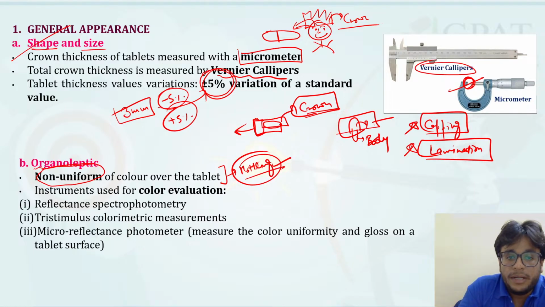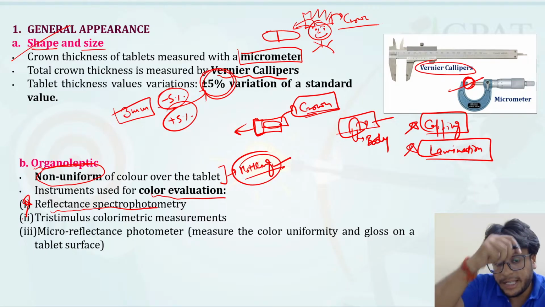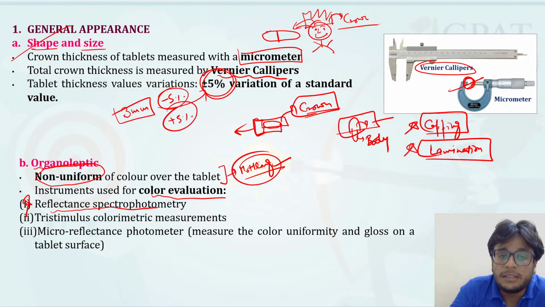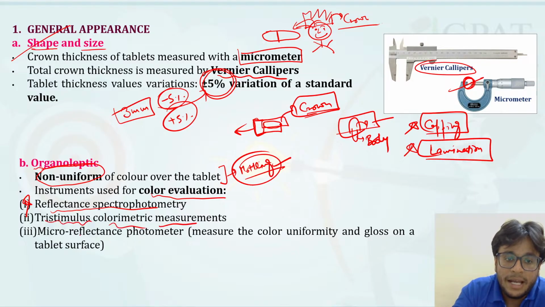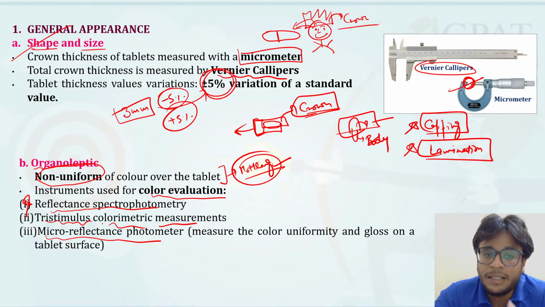Okay, the instrument that is used for the color evaluation, the first one is going to be the reflectance spectrophotometer. Yes, this is going to be very important. The second one, in order to check the non-uniformity of the color, if present in the case of color coating performed over the tablet surface, we have to use the tri-stimulus colorimetric measurements and micro-reflectance photometer. So micro-reflectance photometer is one instrument, the tri-stimulus colorimetric measurement is one instrument, and the reflectance spectrophotometer is another instrument we are going to use in order to check the organoleptic properties.